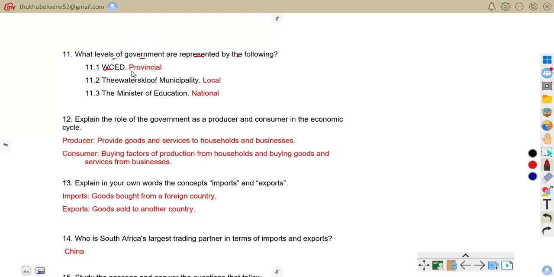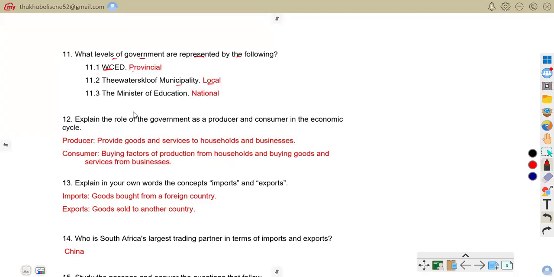So that is that. You remember the mother of John was working there. She was a teacher. So 1.12, the Otterkloof municipality, that is a local government entity. So it is responsible for local services and administration in that area.